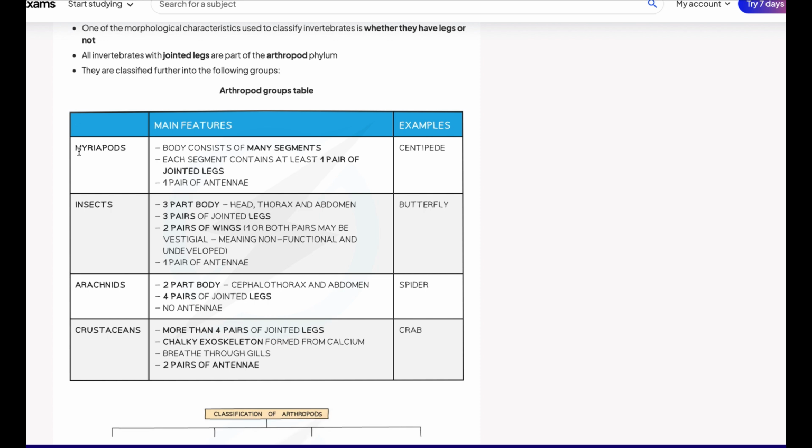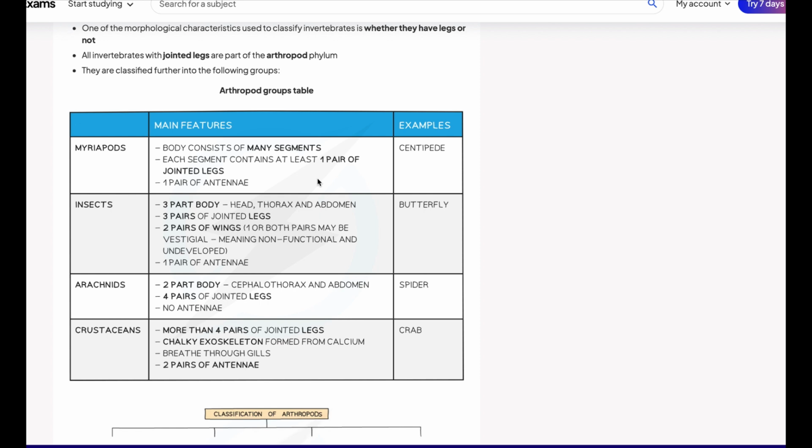Okay. Now, the first of the arthropod or the first of the invertebrate animal, they are called the myriapod. A good example of the features of the myriapod is that their body consists of many segments. Their body has different segments, and each segment contains at least 1 pair of jointed legs. Each segment has a pair of jointed legs, meaning 1 leg on the right, 1 leg on the left.